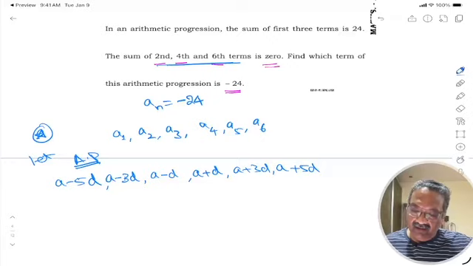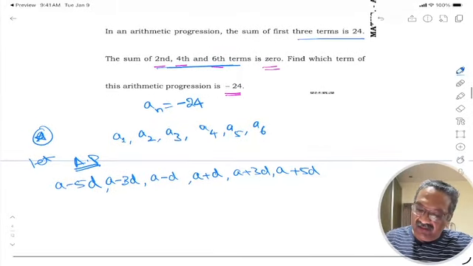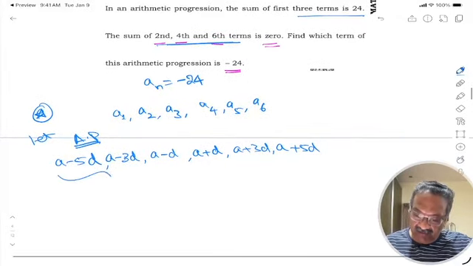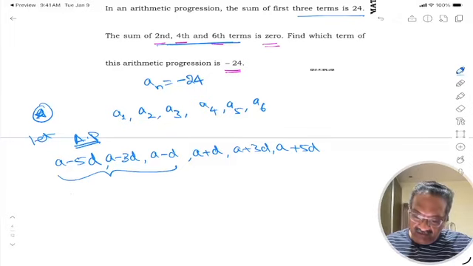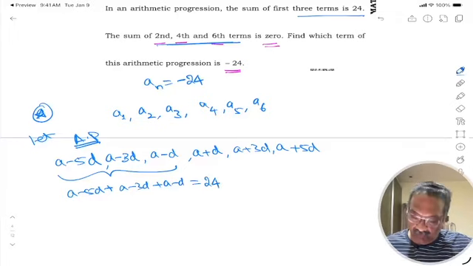Now the sum of the first three terms is 24. So what are the three terms? These three. That will be A minus 5D plus A minus 3D plus A minus D is 24. So we get 3A minus 9D is equal to 24. Keep this aside.